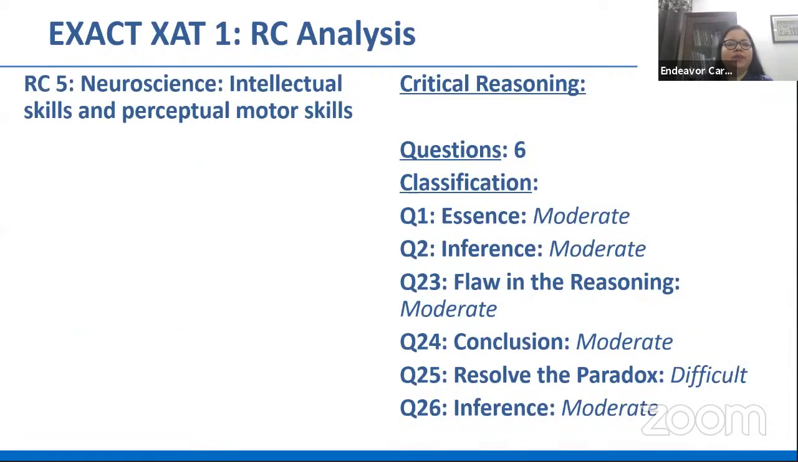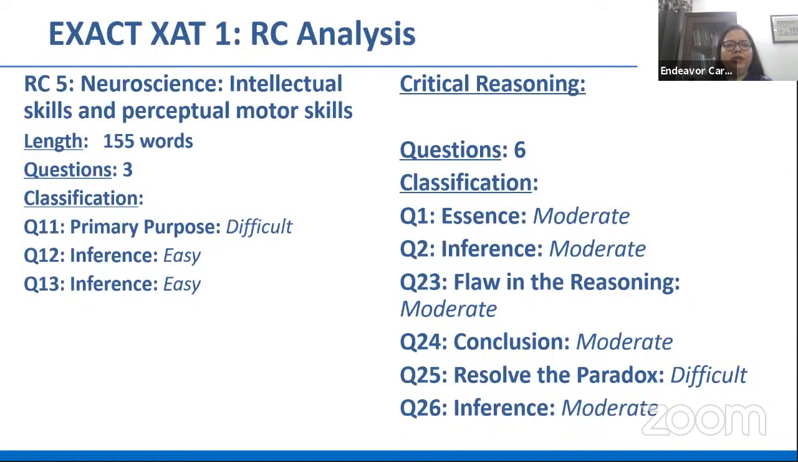All right. Now, what about RC5? This is the only one that would be slightly annoying, because in terms of reading, it has some jargon and therefore, heavy. And the length is 155 words, not very lengthy. But since there's some jargon, it will take you a while to read this. But there were two inferences that can actually be marked easy. The primary purpose question was the difficult one, but the two inferences can be marked easy.